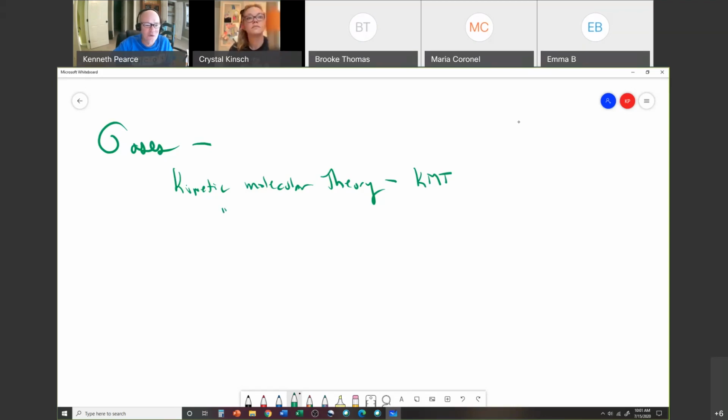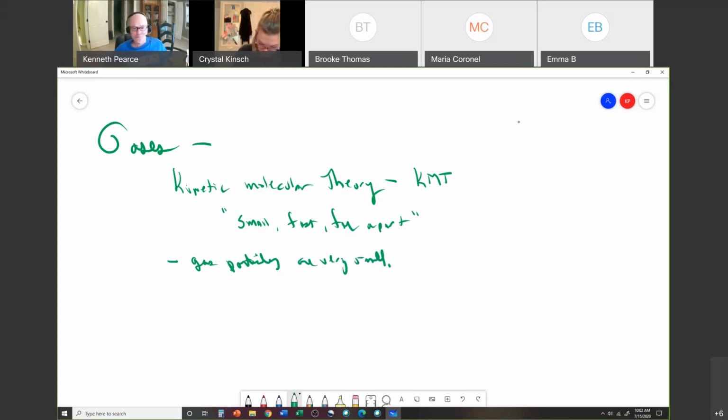The idea of kinetic molecular theory, if we were to summarize it into just one phrase, would be small, fast, and far apart. This describes gases: small, fast, and far apart. But if we were to say in detail, gas particles are very small. They have to be small. So you won't find very large molecules being gases.